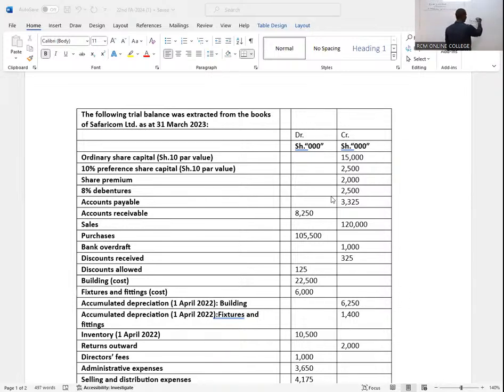And then we have liabilities. We have equity, and revenue or sales. These fall under what? They fall under credit. They are credited. For example, if you look at our sales there, our sales is credited.